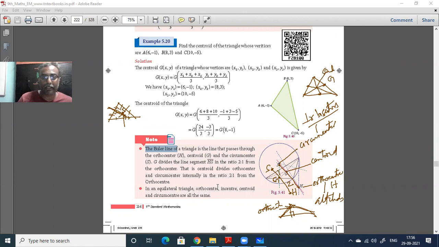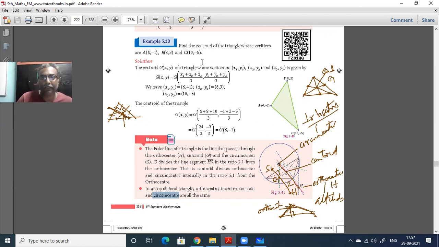But in an equilateral triangle, the orthocenter is the meeting point of altitudes, the centroid is the meeting point of medians, the incenter, and then the circumcenter is the meeting point of the perpendicular bisectors. All of them will be the same in an equilateral triangle. For now you understand there is something called the Euler line. Orthocenter, centroid, and circumcenter are three points, and the centroid divides the line joining the orthocenter and circumcenter in the ratio of 2:1. That's all you need to remember.